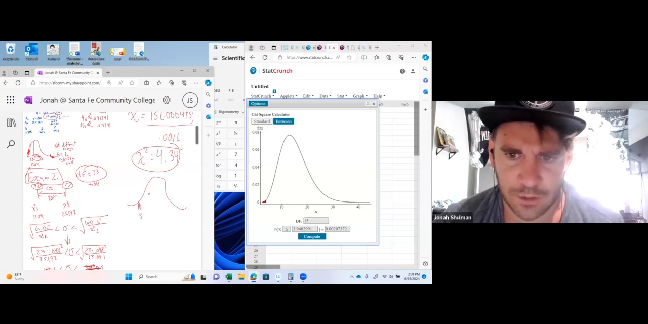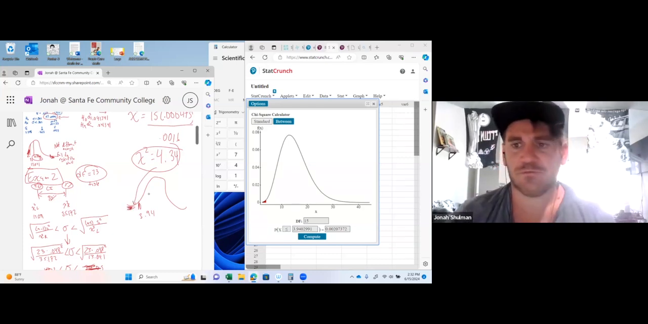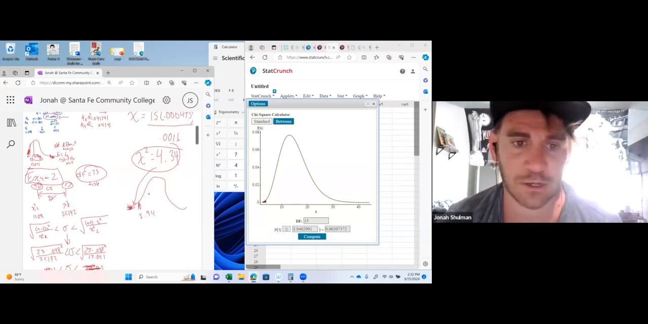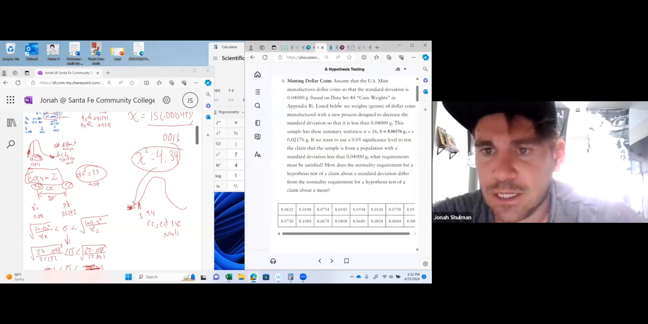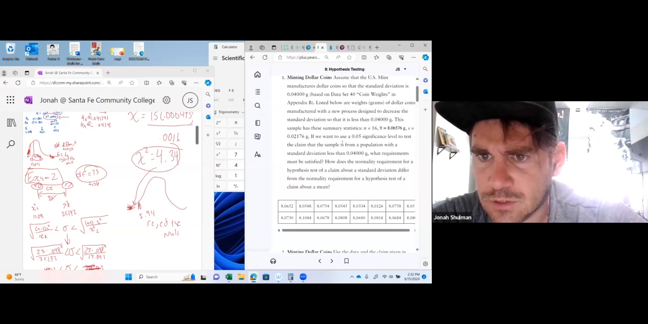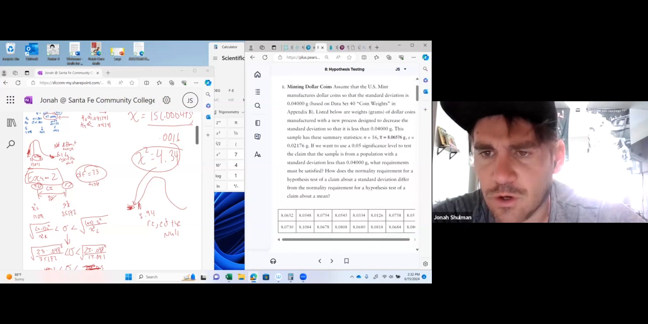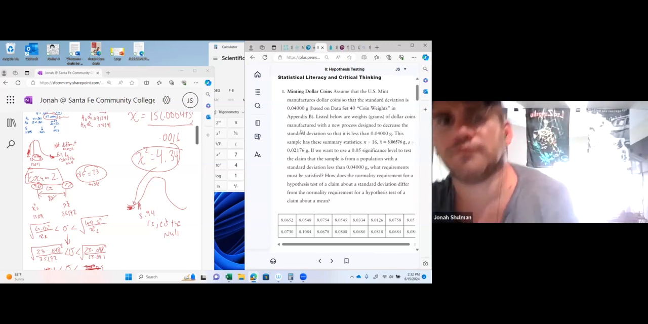Here's 3.94. Well, we got 4.34, which is in here, which means we reject the null hypothesis. It says it's different. Rejecting the null, in our case, tells us that these coin weights are different enough. These coin weights vary more than 0.04 for their standard deviation.